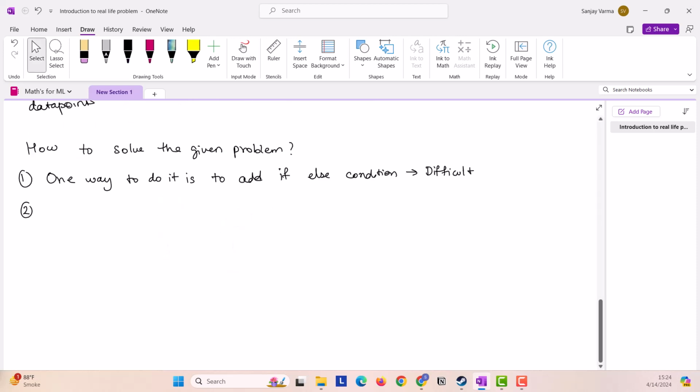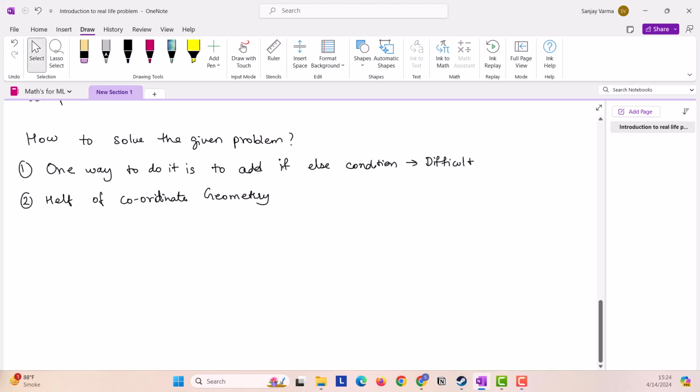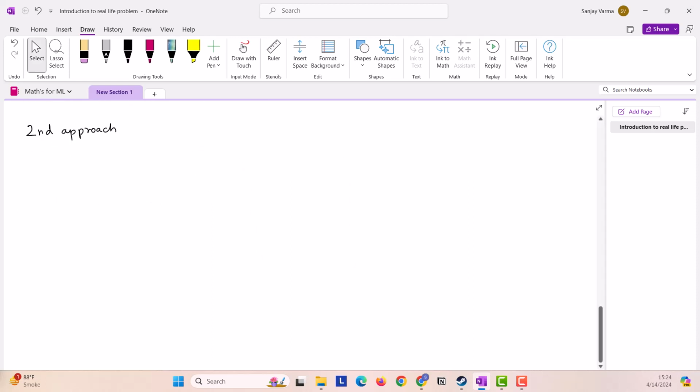Second way is to take help of coordinate geometry, and this is where the maths part comes into our machine learning. So let's explore more on the second approach, how we will solve this classification problem. Now, given the data points, first thing we can do is draw a scatter plot. Okay. So first thing we can do is visualize our data.